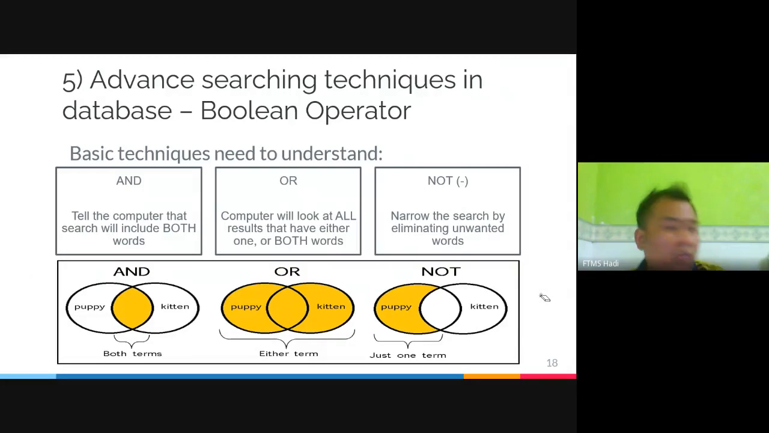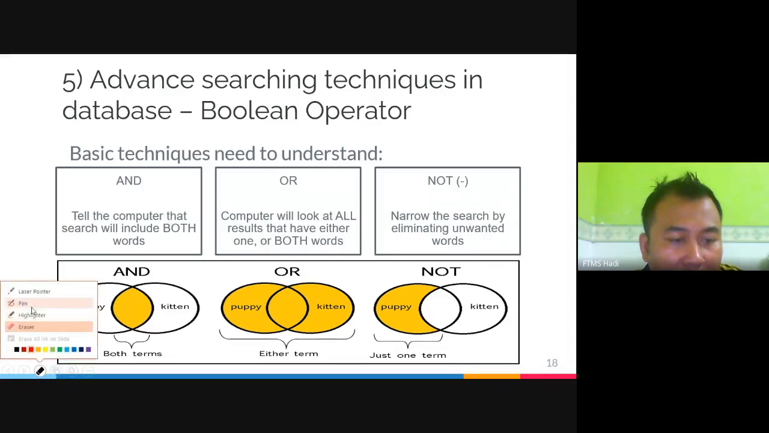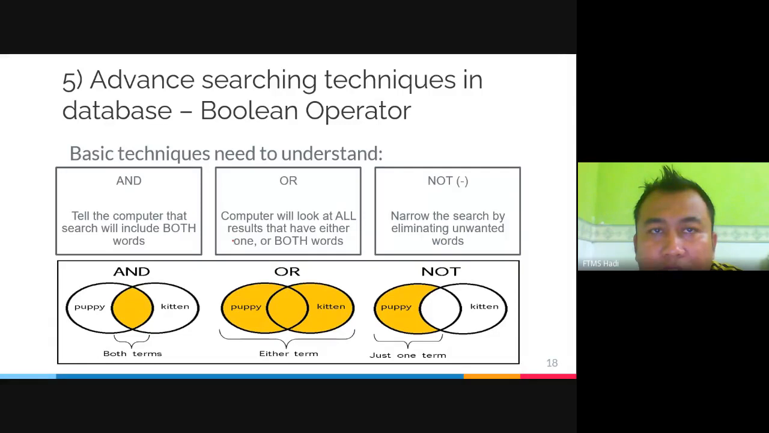Have a look at this one: advanced searching in a database by using Boolean operators. You need to understand this because these are searching techniques practiced a long time ago. I'm not sure whether you learned all of this in your earlier days. How to search efficiently? One of the methods that can help you is by using Boolean operators. There are a few basic techniques you need to understand as far as advanced searching is concerned.